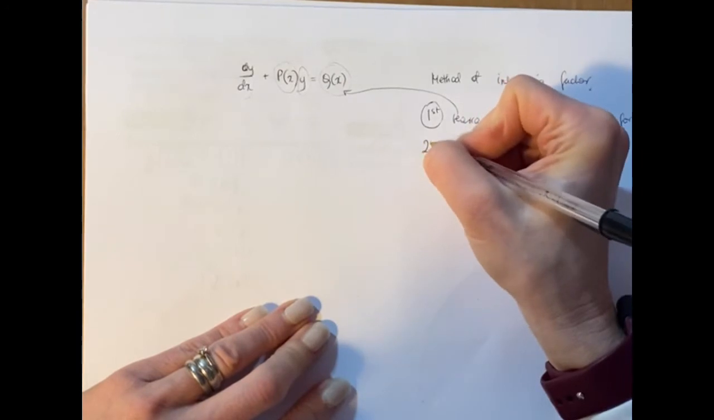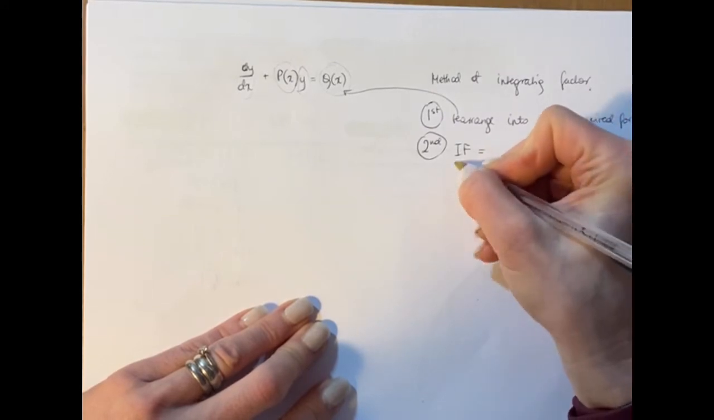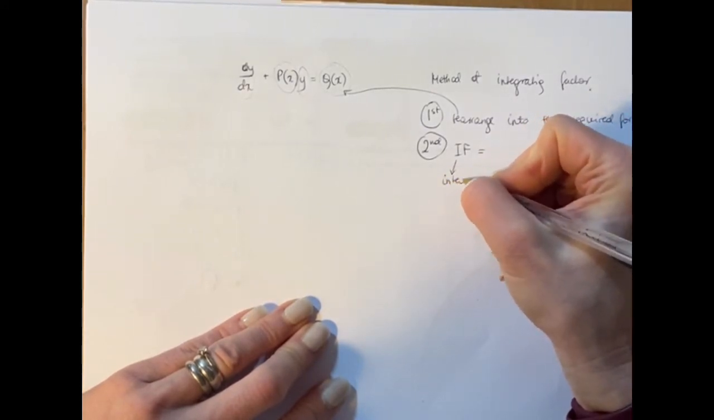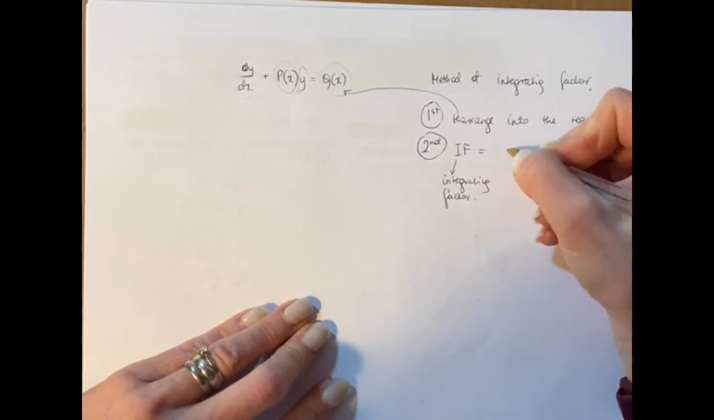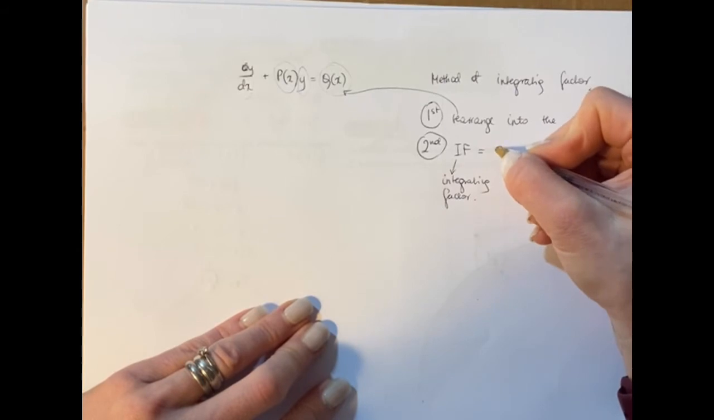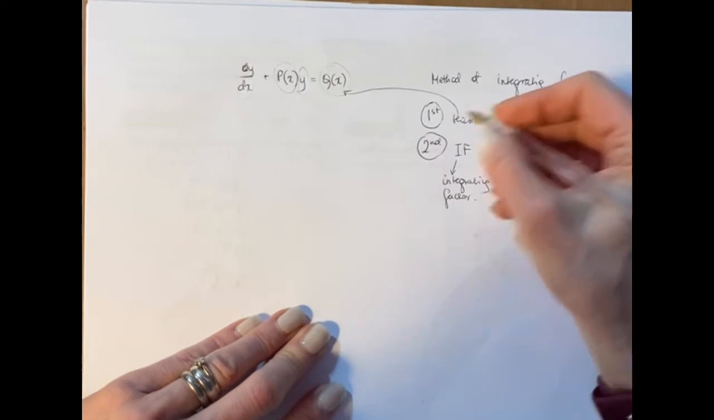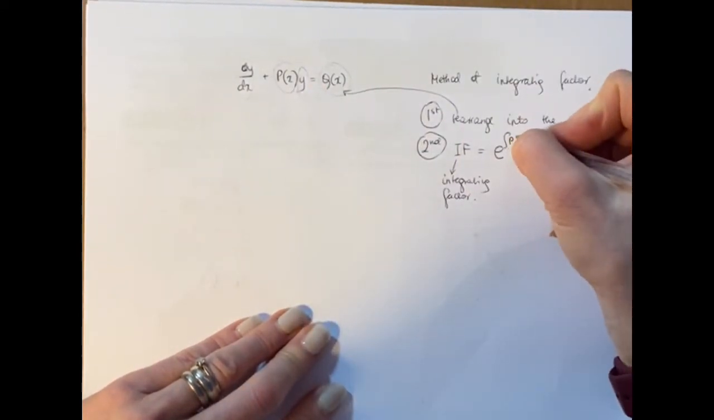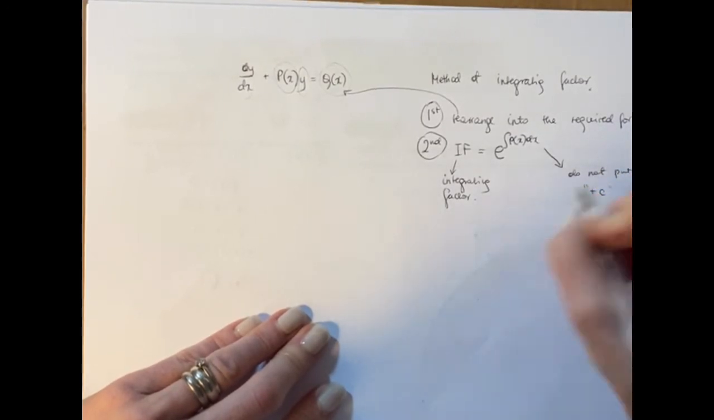Okay. Second, you're going to find the integrating factor. So the integrating factor is found by taking e to the power of the integral of the function that y is multiplied by, so p(x). Just make a note, once you've integrated that power, do not put plus c here, no need.